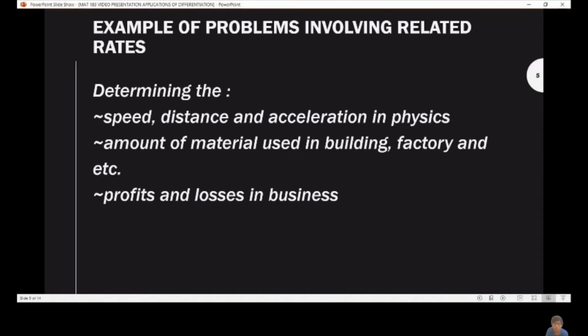Some examples of problems involving related rates in our life are determining the speed, distance and acceleration in physics. Also, the amount of material used in building, factory and more. Lastly, we use related rates in profit and loss in business.